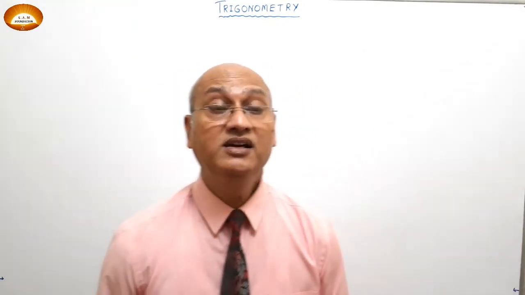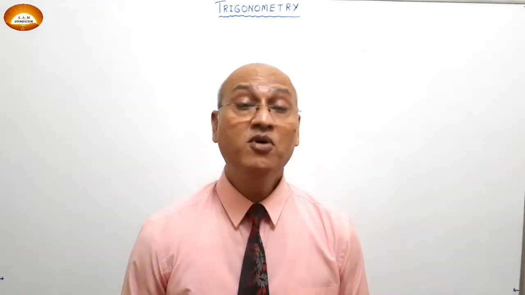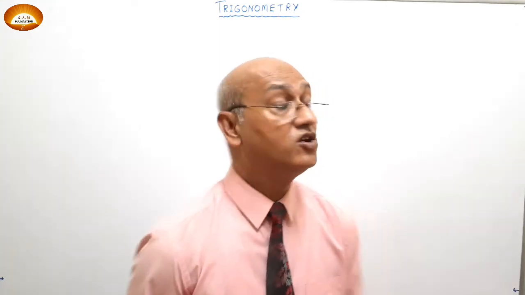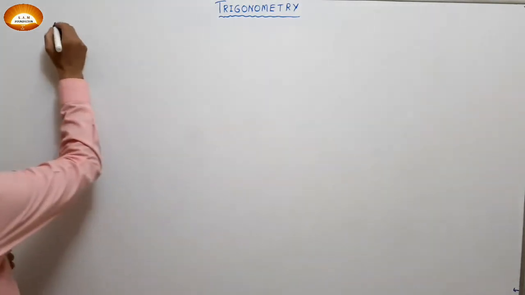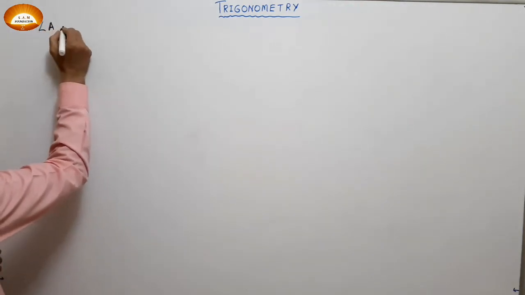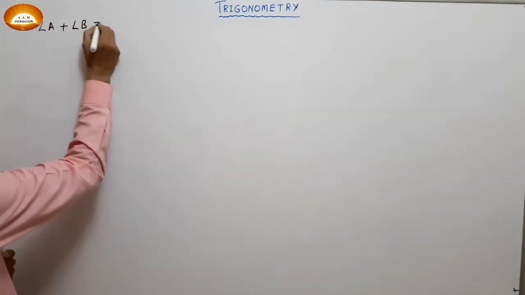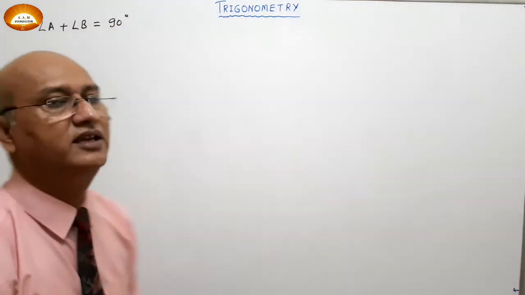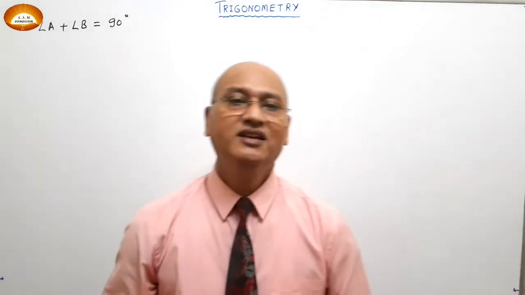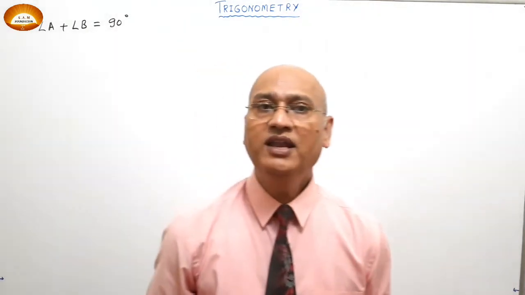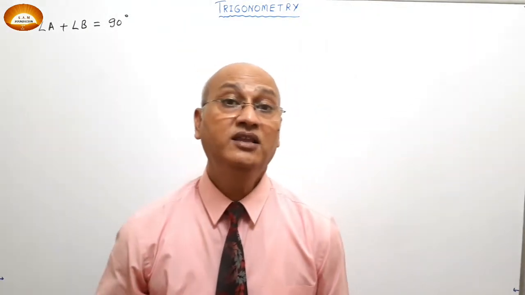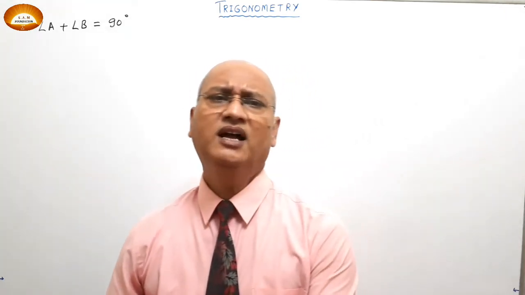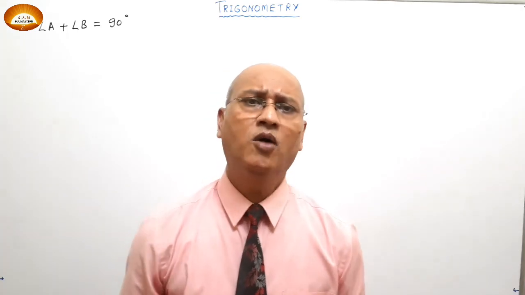What are complementary angles? If the sum of two angles is 90 degrees, then they are known as complementary angles. Suppose angle A plus angle B, the addition of both the angles, is 90 degrees, then they are known as complementary angles. Now, what happens if any one angle is given to you and you are asked to find the complement of that angle? So how are we going to find it? We just subtract that angle from 90 degrees. We get the complement of that angle.